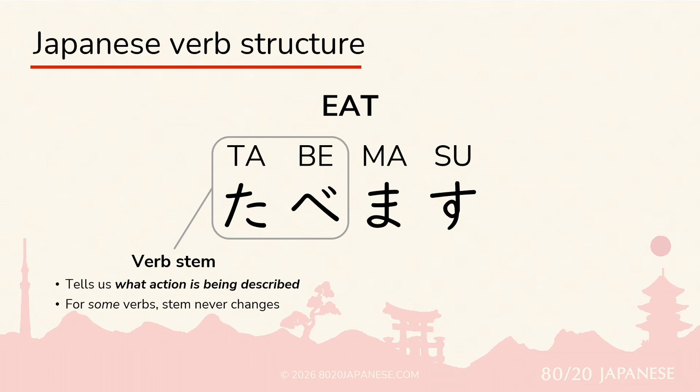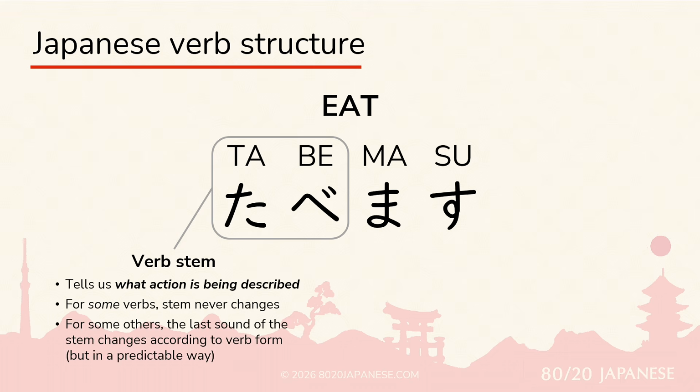Now, for some verbs, the stem never changes. It doesn't matter what form we put it in, it always stays the same. For some other verbs, however, the last sound of the verb stem will change depending on the verb form. In this case, eat, the verb stem is always tabe. It doesn't matter what form we put it in, it's always going to be tabe. For some verbs, however, the last sound in the verb stem changes according to the verb form. It does do this in a predictable way though. We'll look at an example of that in a moment.